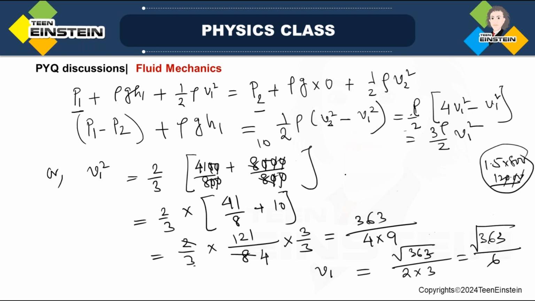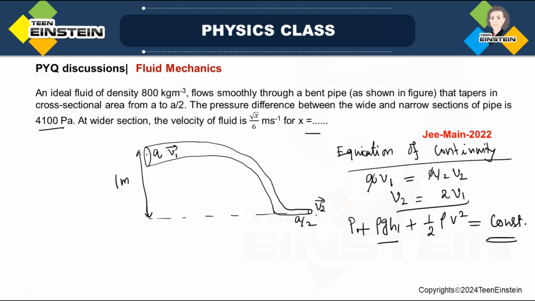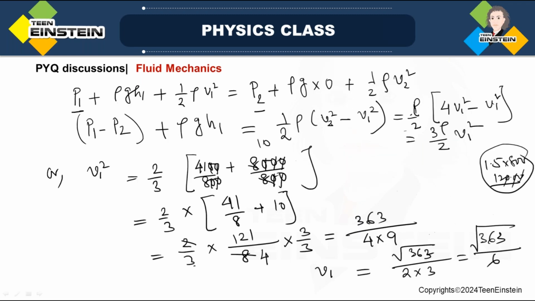Okay, so the value of x will be then 363. This is in meter per second. Anyway, so this is the thing. I'm really sorry, I have actually made many mistakes in the calculation in between.